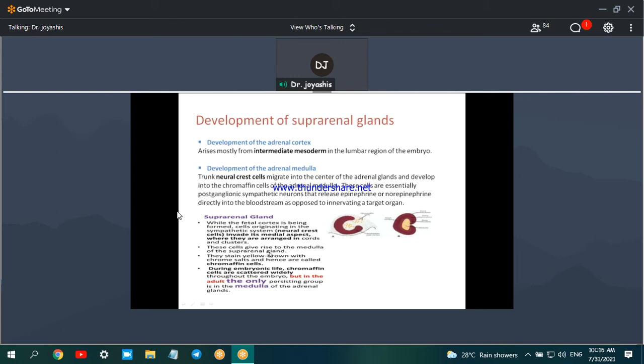While the fetal cortex is being formed, cells originating in the sympathetic system, neural crest cells, invade the medial aspect, where they are arranged in pods and clusters. These cells give rise to the medulla of the suprarenal gland. They stain yellow-brown with chrome salts and hence are called chromaffin cells. During embryonic life, chromaffin cells are scattered widely throughout the embryo, but in the adult, the only persisting group is in the medulla of the glands.